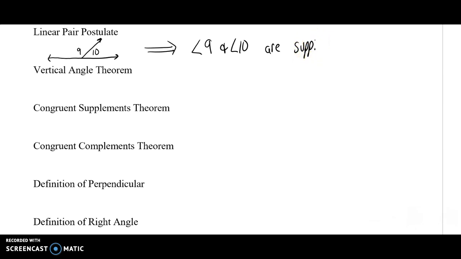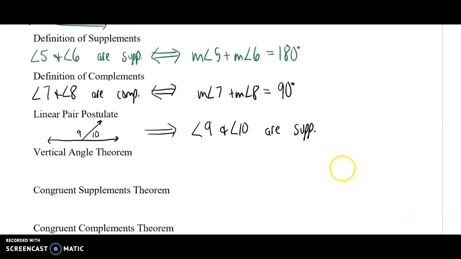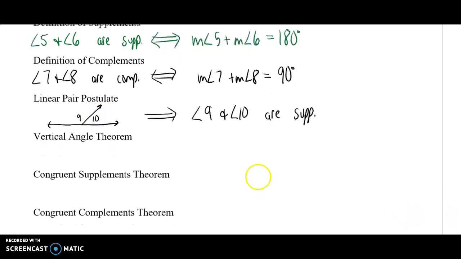If we wanted to get that the measure of angle 9 plus measure of angle 10 equals 180 degrees, we would first have to say this with the linear pair postulate, and then I could use the definition of supplements to say that the measure of 9 plus the measure of 10 equals 180. So it would take a couple of steps to get the sum of these being equal to 180, but that's what we have with the reasons we have.